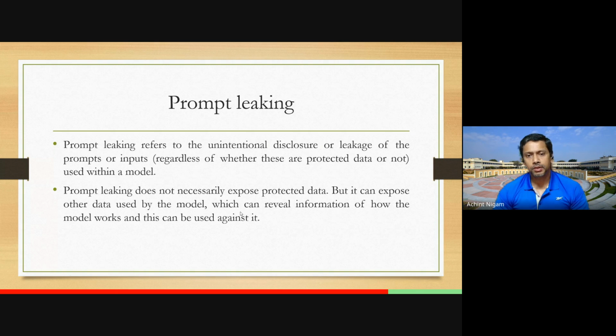This is one of the last concepts, prompt leaking. Prompt leaking refers to the unintentional disclosure or leakage of the prompts or inputs. That is why I once said that Perplexity is nothing but somebody writing a clever prompt of at least 10,000 words, because somebody quizzed Perplexity on what prompt needs to run to make a similar demo. So prompt leaking is nothing but GPT telling you what is running behind the scenes. It does not necessarily expose protected data, but it can expose other data used by the model. Those are prompts which can reveal how the model works, and this can be used against it.